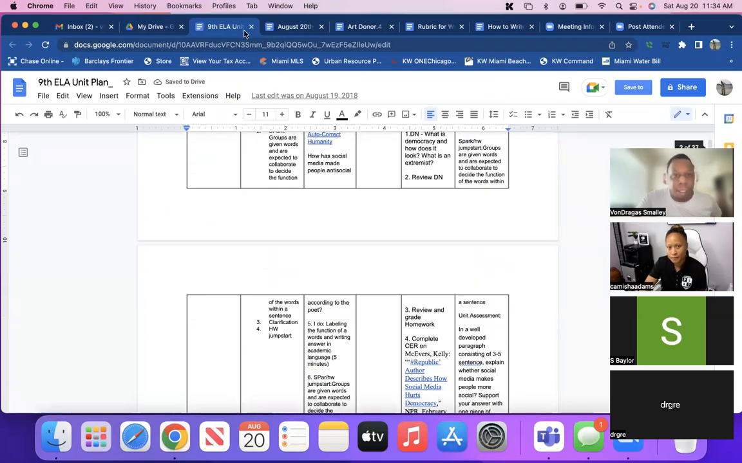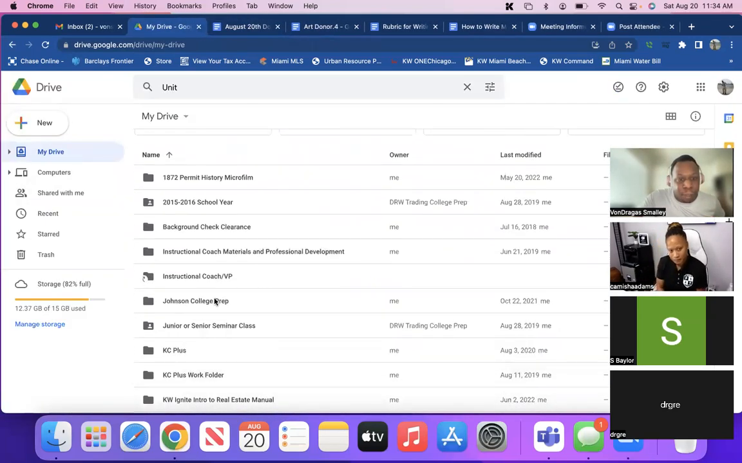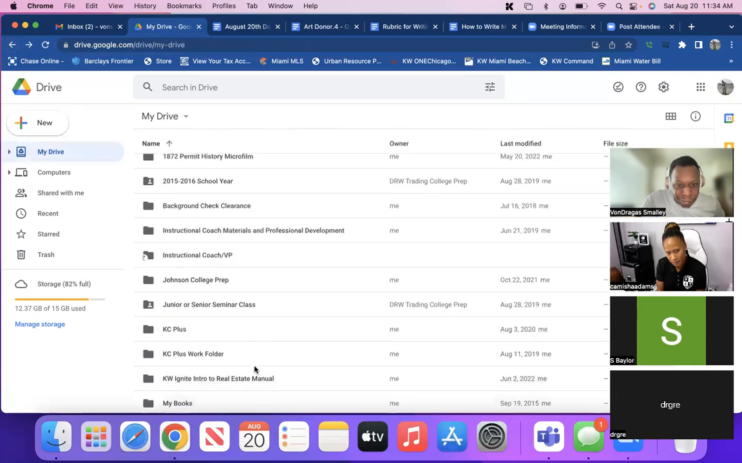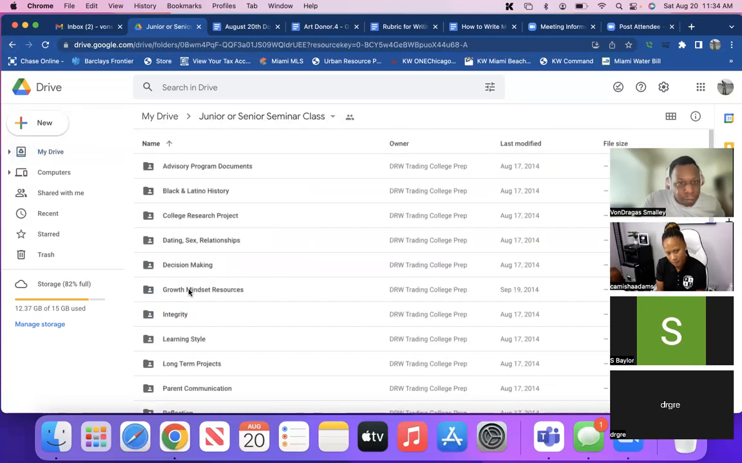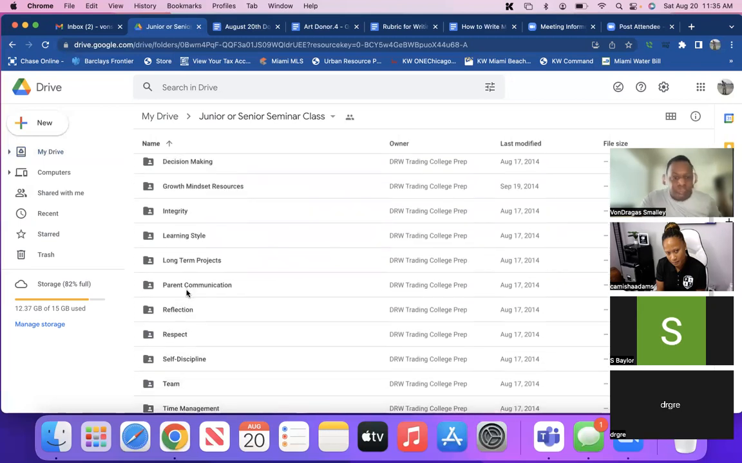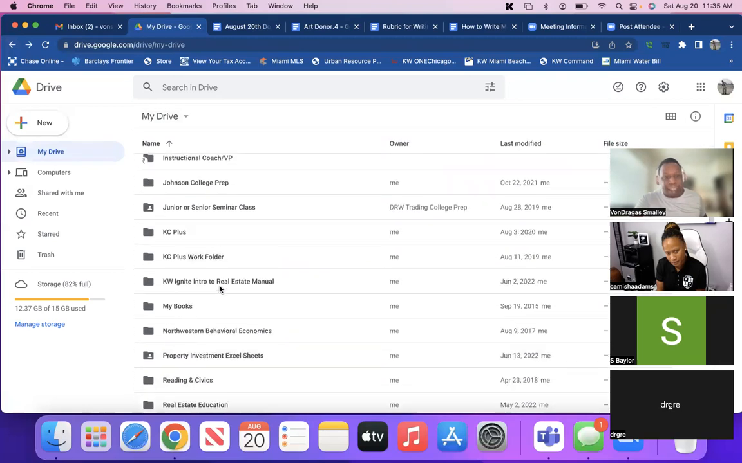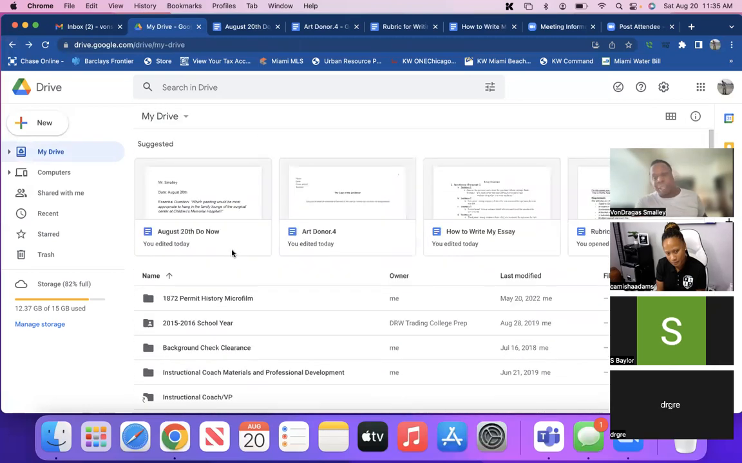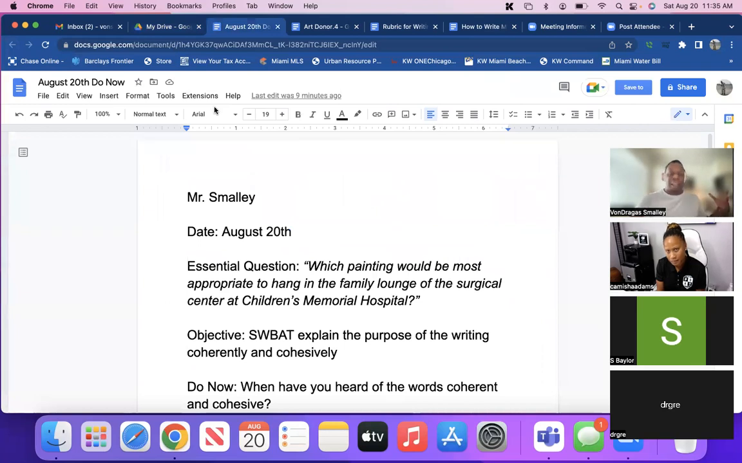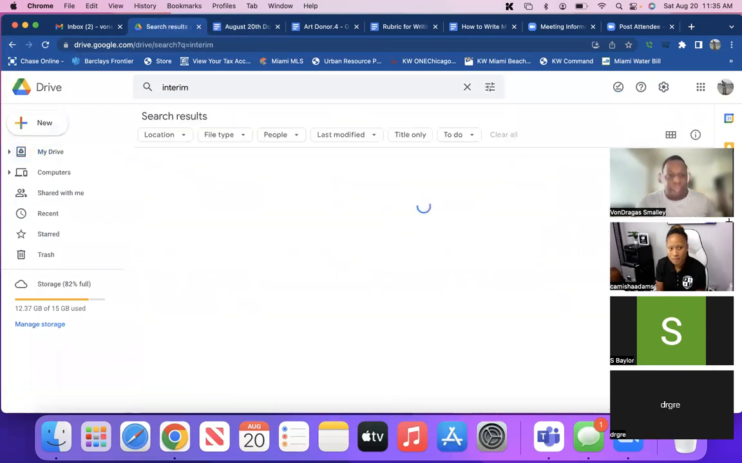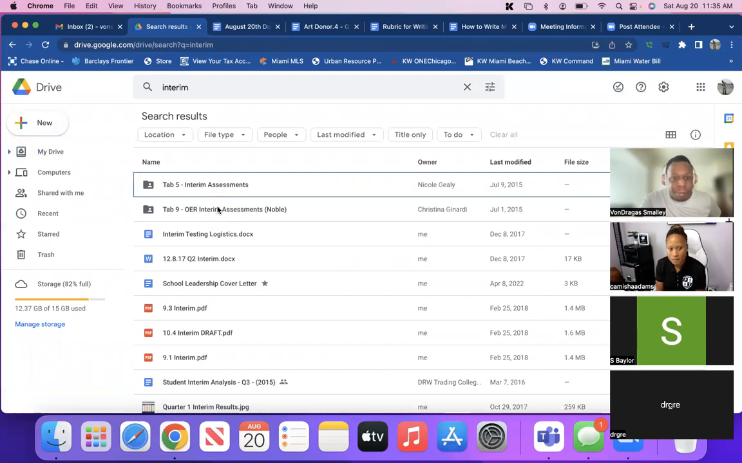I gotta find something. Let me see. Yeah, I'm gonna be honest, I could quickly put something together. I just gotta dig through all this. Once I dig through, I can find something. I need to dig through, find something, because I have interim exams for all grade levels as well. And they look like ACTs. So let me see.